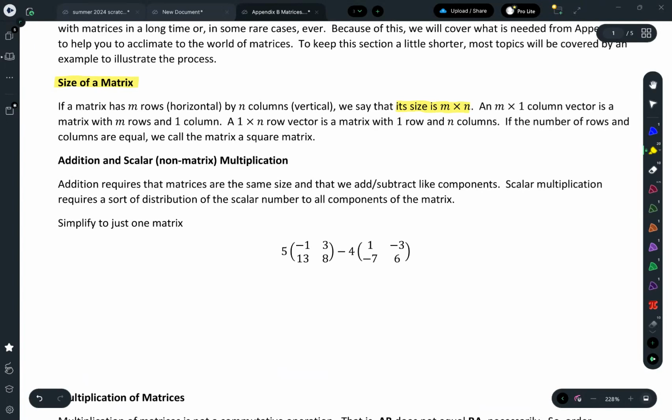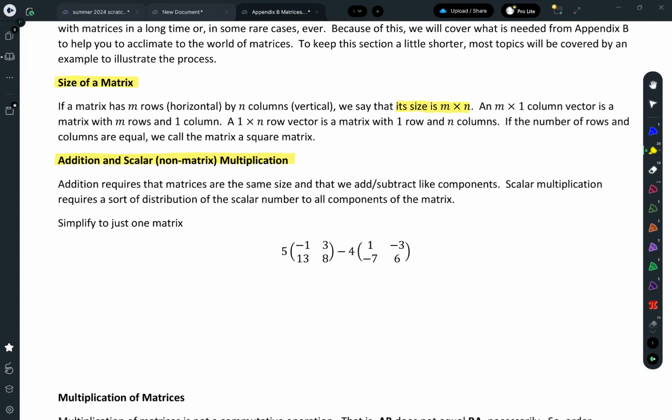Another topic is matrix addition and scalar multiplication. We can't talk about matrix multiplication until we're done talking about the linearity properties of matrices. Addition requires that matrices be the same size, so that we can add like components and subtract like components. If we had two matrices of different sizes, there may be an extra component that doesn't get combined. Scalar multiplication, scaling, just means to stretch or shrink. It's just a multiplier. But scalar multiplication requires a distribution of the scalar number to all components of the matrix.